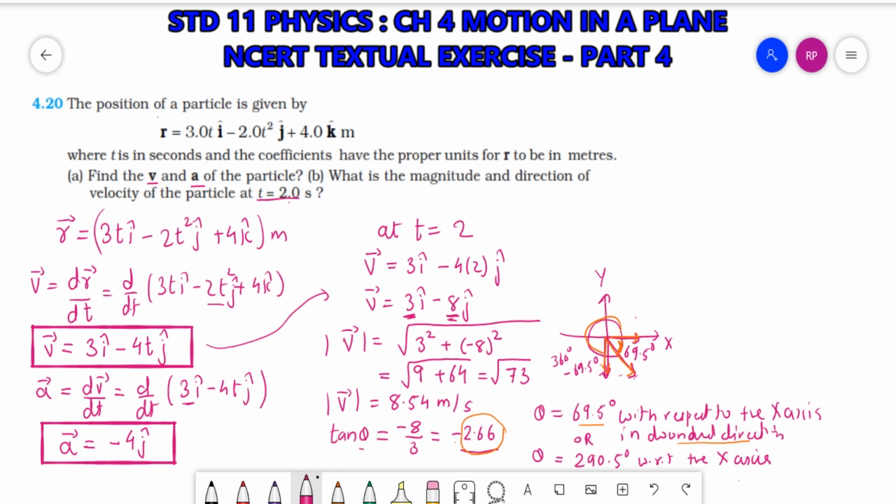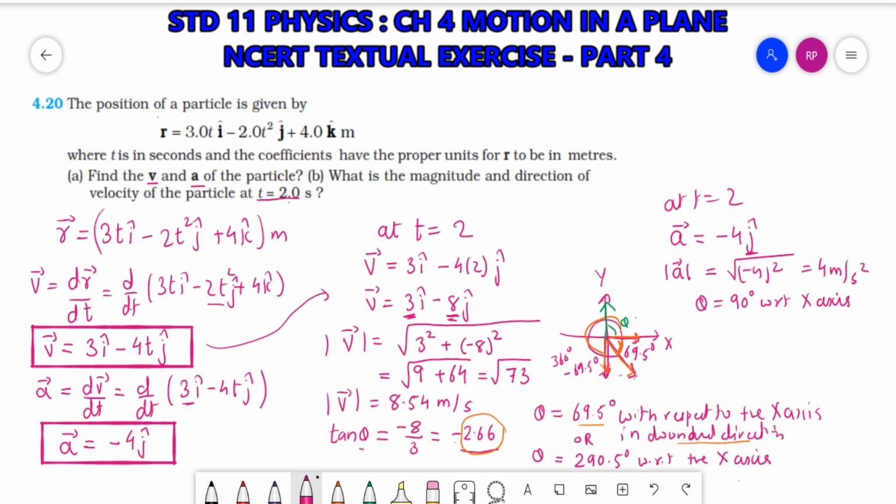Now you also need to find the acceleration at t equal to 2. Acceleration is equal to minus 4. There is no component of t, so it will be minus 4j only. The magnitude of acceleration will be equal to under root of x square, that is 0, plus minus 4 square, so 16, and the square root is 4 meter per second square. The direction, as it is j, will be towards the y direction. The x and z components are not there, so the angle the acceleration vector makes is 90 degree with respect to x.